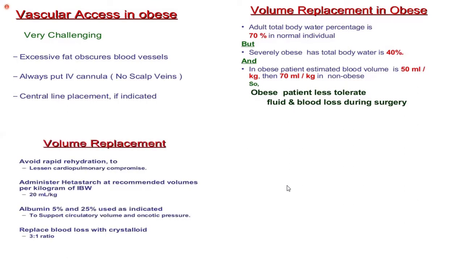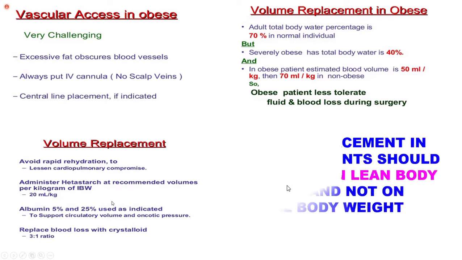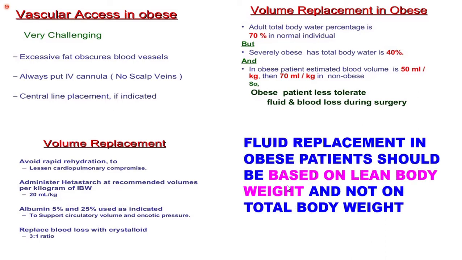So in volume replacement, what you follow is avoid rapid rehydration to lessen cardiopulmonary compromise. Administer hetastarch at recommended volumes per kilogram of ideal body weight. Albumin 25% and 5% are used to support the circulatory system, and replace blood loss with crystalloids at the ratio of 3:1 as you do for other patients. And fluid replacement in obese patients should be based on lean body weight and not on total body weight. That is another important thing that you have to remember.